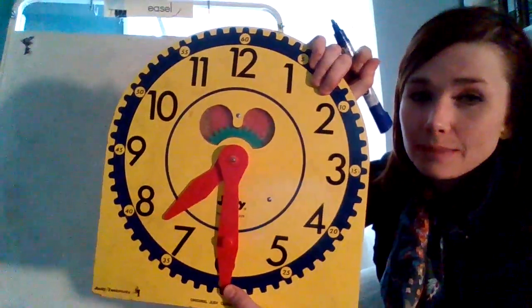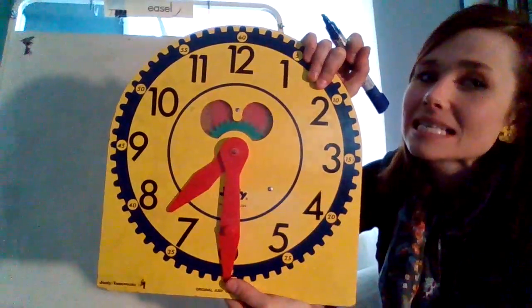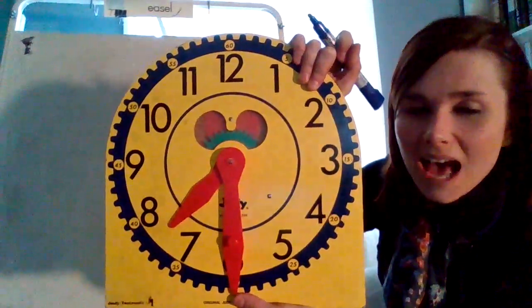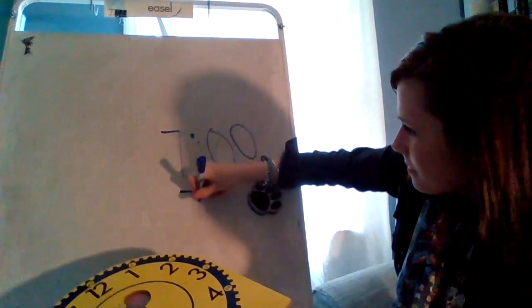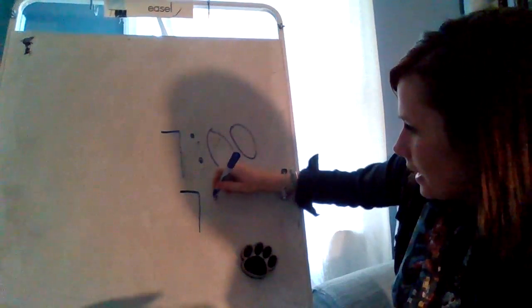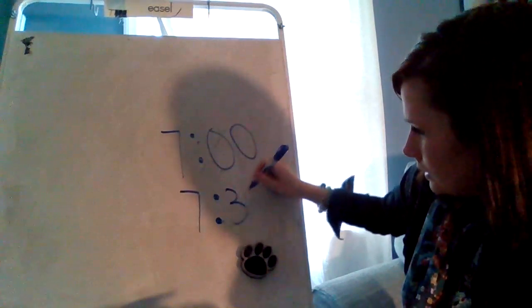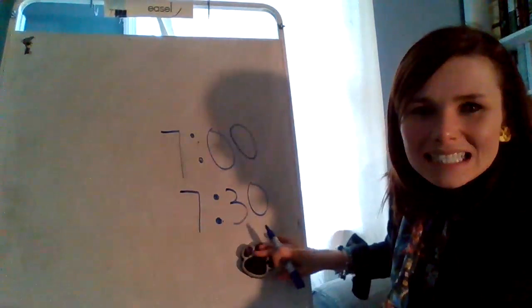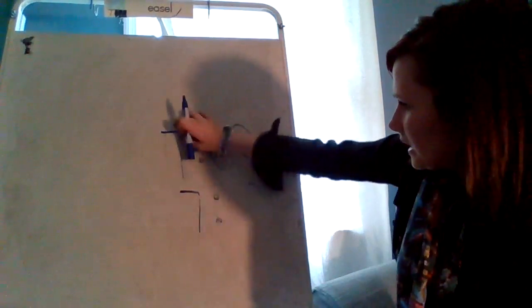That hour hand is in between the 7 and the 8. You're going to pick the smaller number. The smaller number is 7. It is 7:30. Nice job. And you would write it 7, dot, dot, or colon, 30. 7:30. Nice job. Erase your board.